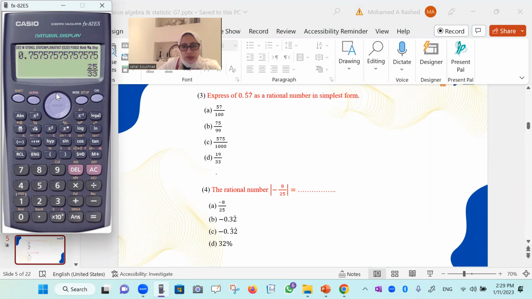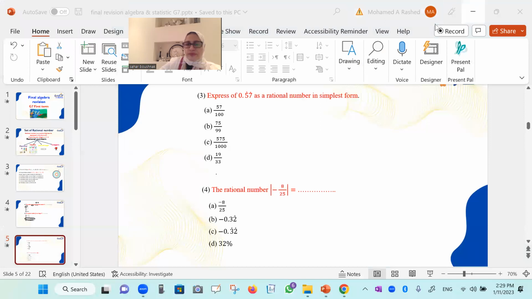Then I will get 25 over 33. I think we're making a mistake. So it's 0.57, not 75, 57, 57, 57, until I get an arrow, then equal. It's 19 over 33. So I'll choose 19 over 33.